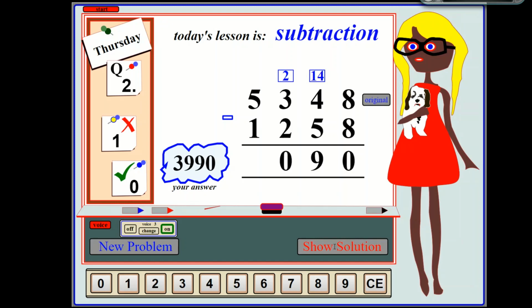2 take away 2 leads to 0. Our final step is 5 minus 1. So this answer begins with 4.